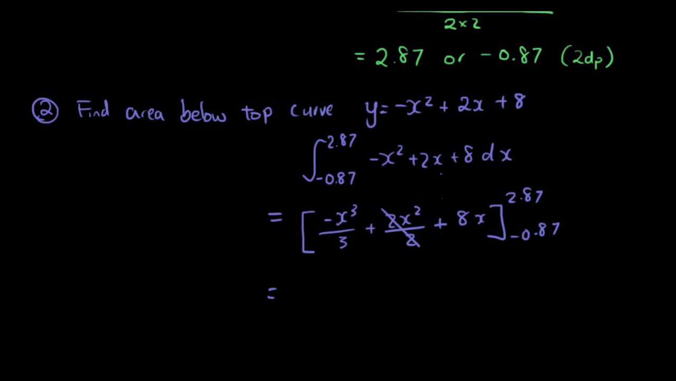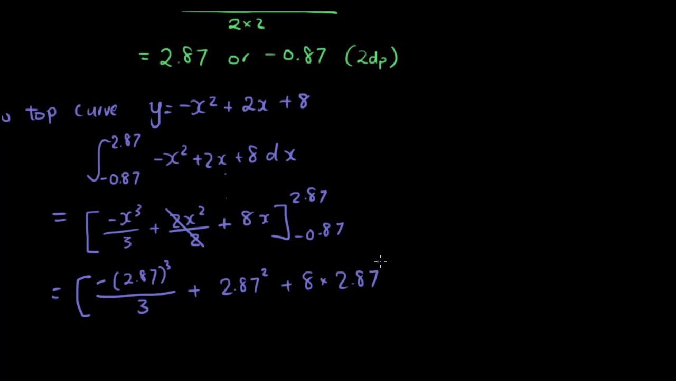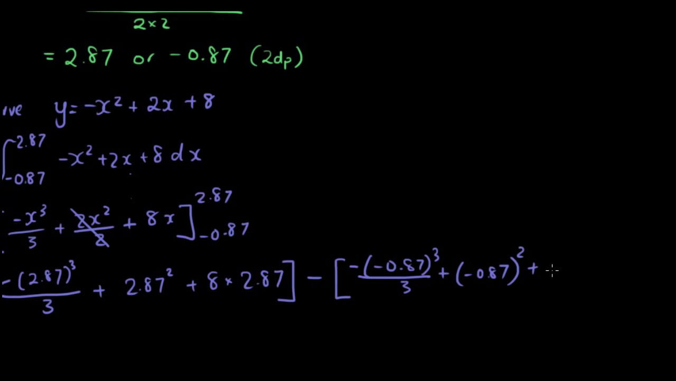So now let's substitute the numbers in. So we have -2.87 cubed over 3 plus 2.87 squared plus 8 times 2.87, minus, in brackets, -0.87 cubed over 3 plus -0.87 squared plus 8 times -0.87.